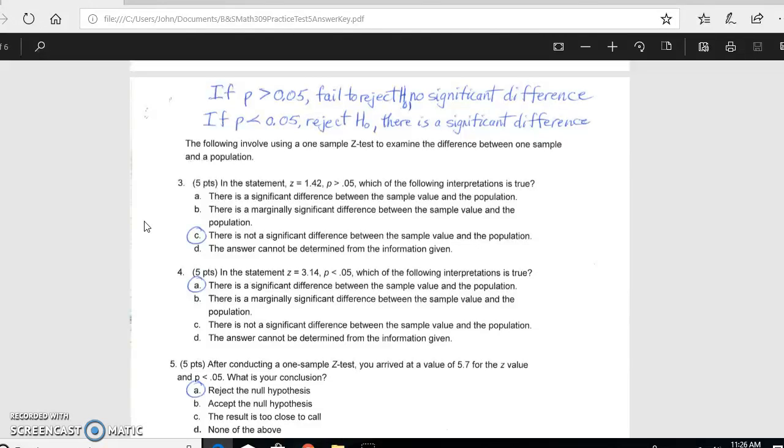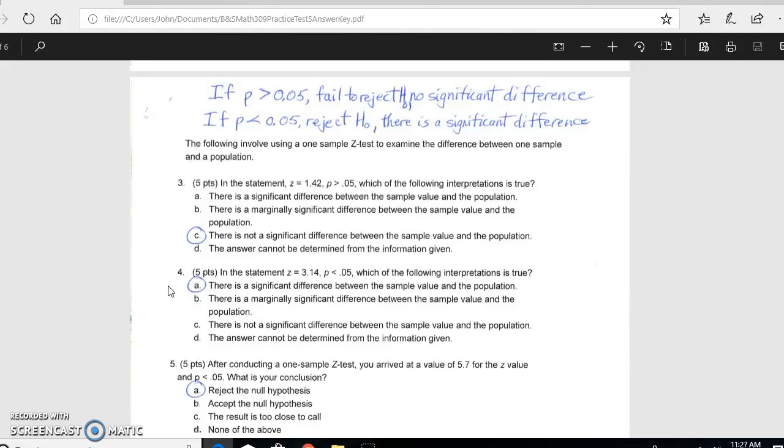On number 4, same type of problem. In the statement z is equal to 3.14, p is less than 0.05, which of the following interpretations is true? And because the p is less than 0.05, we're going to reject the null hypothesis and conclude there is a significant difference, and that would be letter A. There is a significant difference between the sample value and the population.